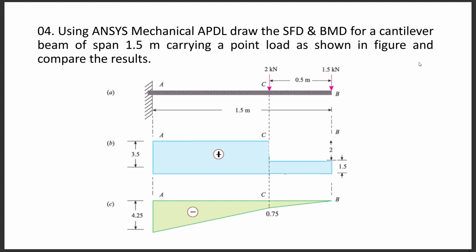So the problem is, it is having a cantilever beam of length 1.5 meter, and we are providing a point load of 2 kilonewton at a distance of 1 meter from left hand side, and another one of 1.5 kilonewton at a distance of 1.5 meter. That is from origin at a distance of 1 meter and 1.5 meter. We are providing two concentrated loads. We need to find the shear force and bending moment diagram of this beam, right? So without wasting time, let us start analysis using ANSYS Mechanical APDL.